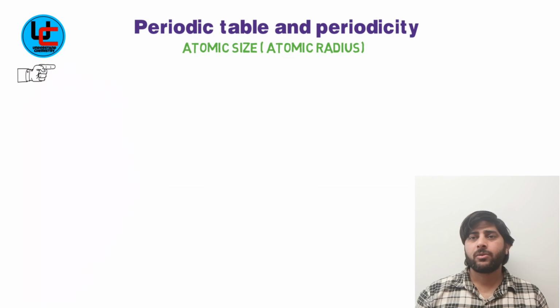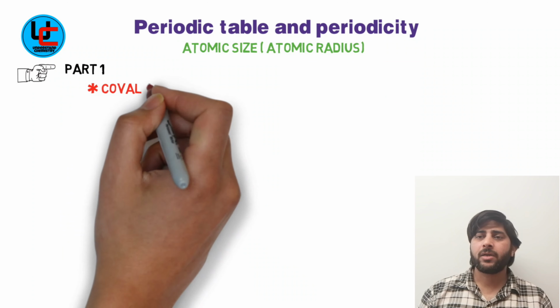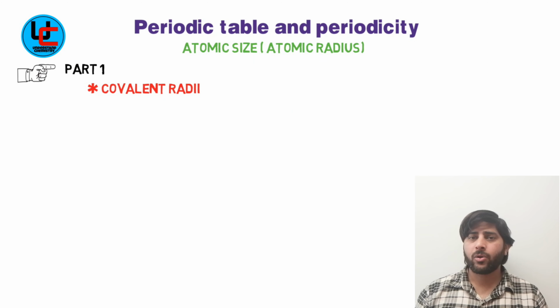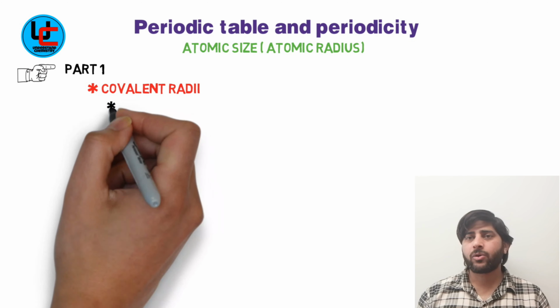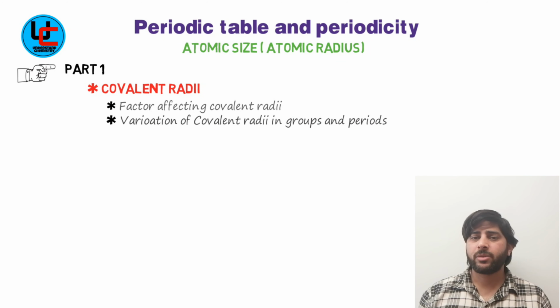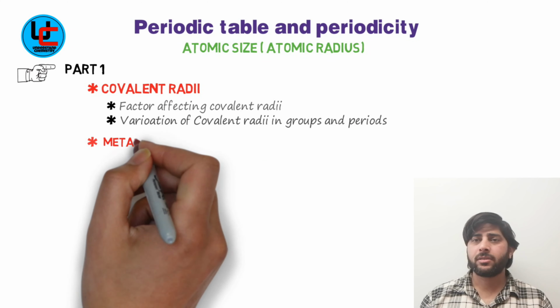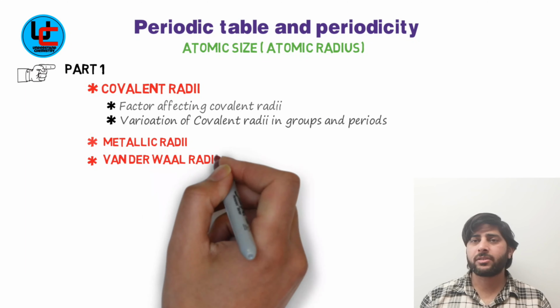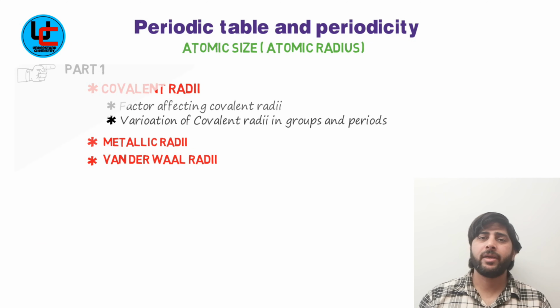In the previous part of this episode, I have discussed in detail the covalent radii, factors affecting covalent radii, and the variation of covalent radii in groups and period. In addition to this, I have also discussed the concept of metallic and van der Waals radii.